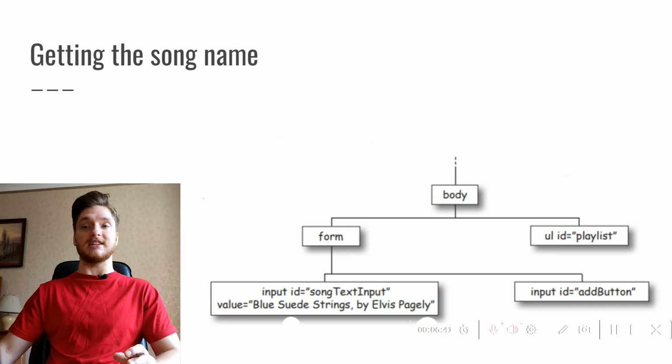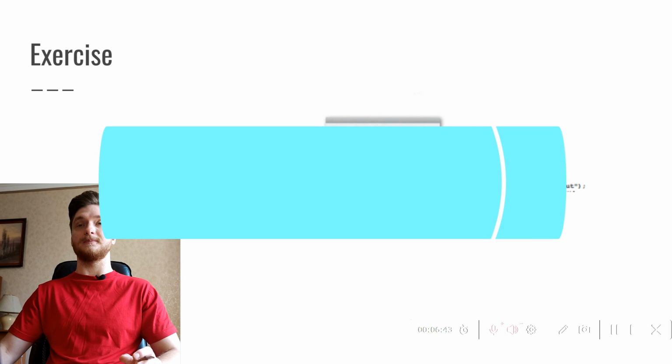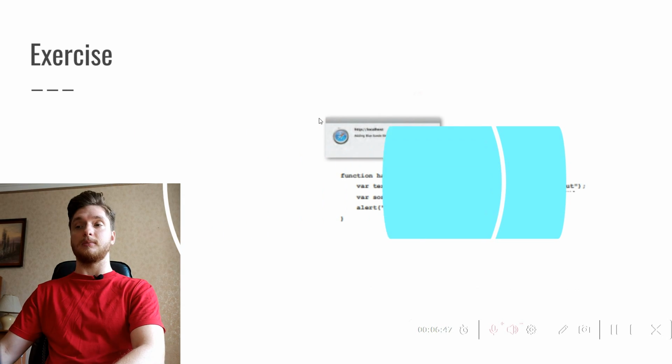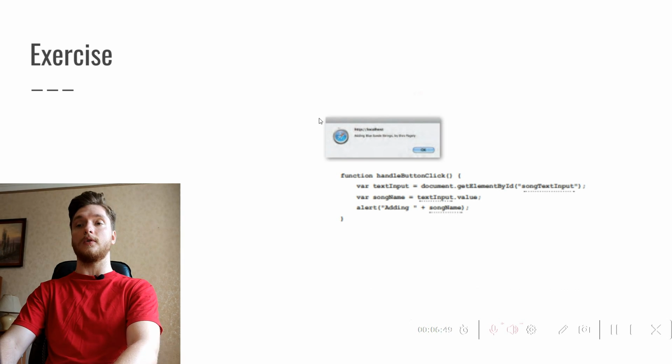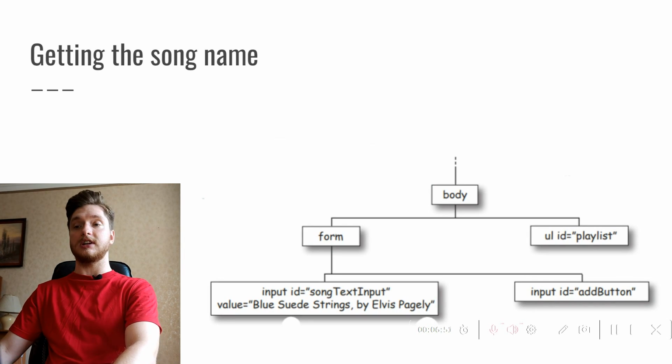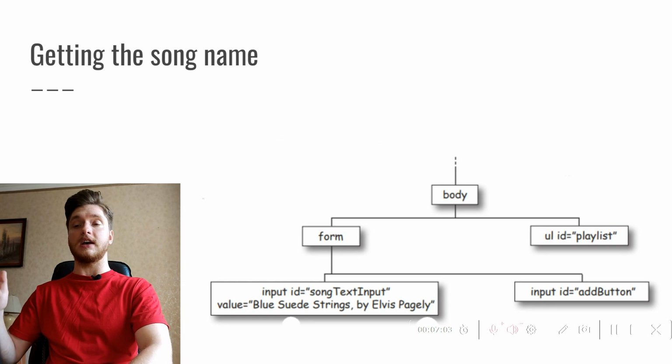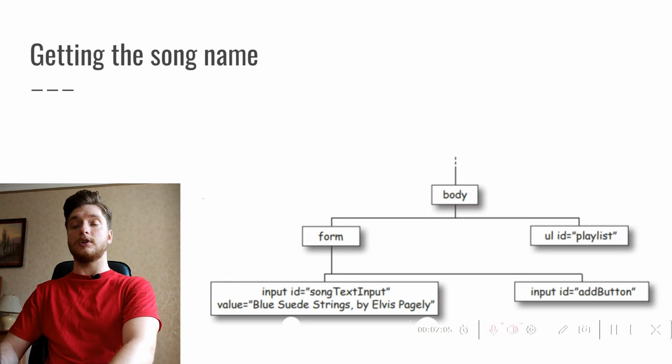Are you ready for an exercise? Sharpen your pencil. Rework the handleButtonClick function below to obtain the name of the song the user has typed into the form input element. Check your answer in the solution, which will be at the end of this chapter.